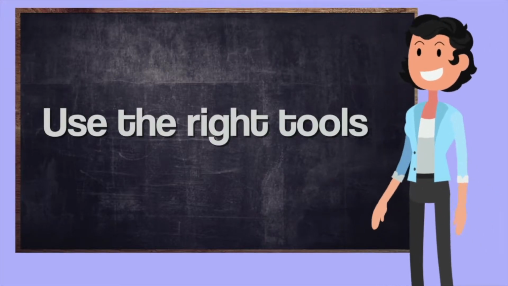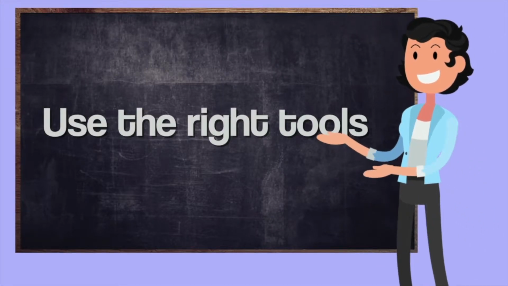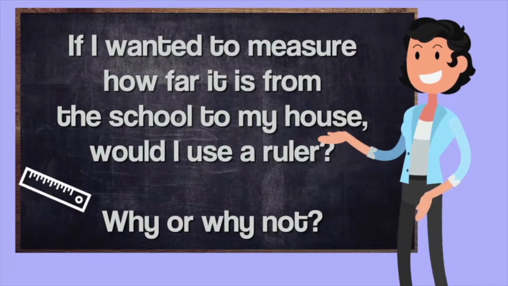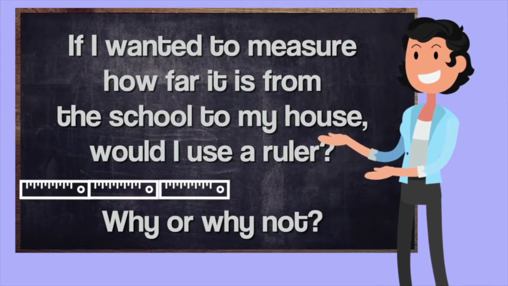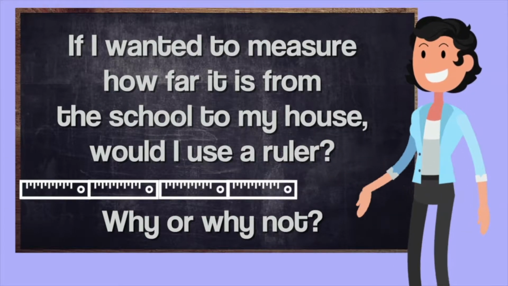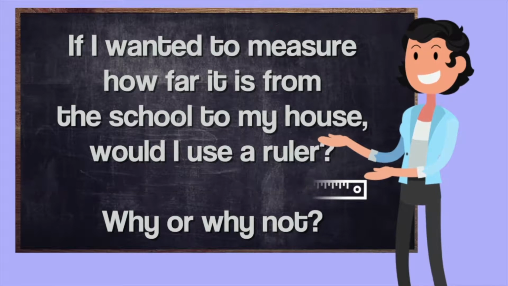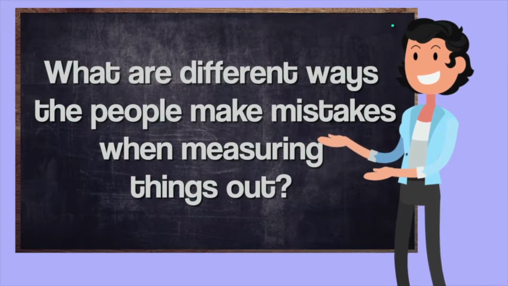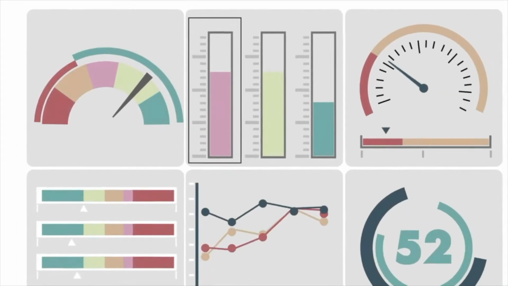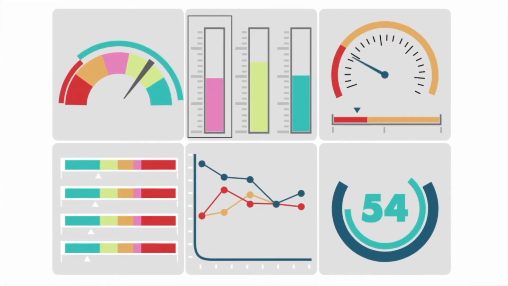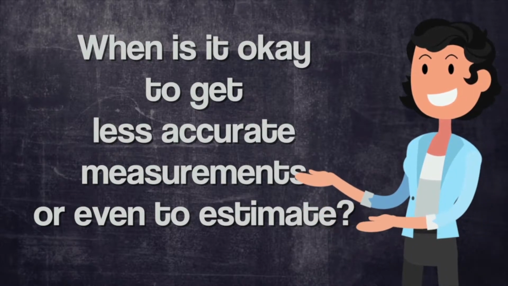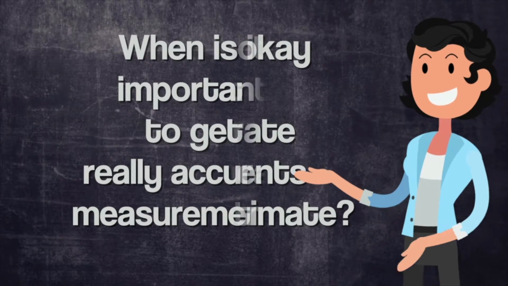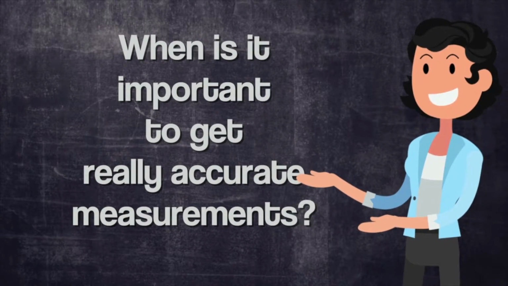Begin with a class discussion about the importance of using the right tools when measuring different things. Ask students, if I wanted to measure how far it is from the school to my house, would I use a ruler? Why or why not? What are some different ways that people make mistakes when measuring things out? Encourage students to think about why accurate measurements are important. Ask, when is it okay to get less accurate measurements or even to estimate? When is it important to get really accurate measurements?